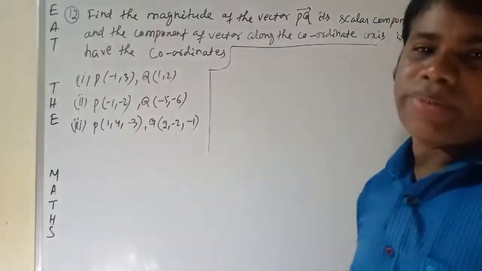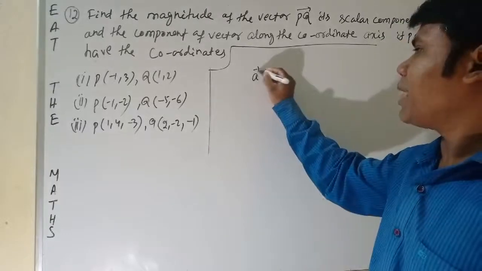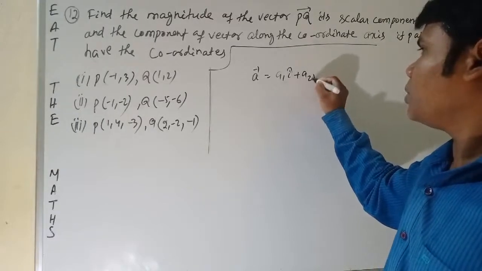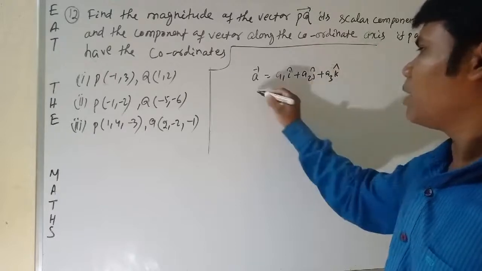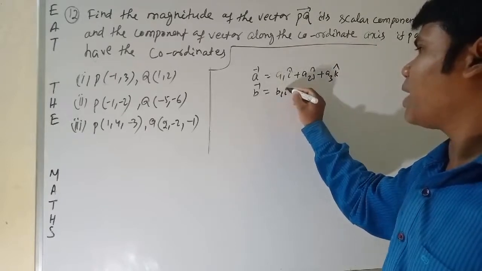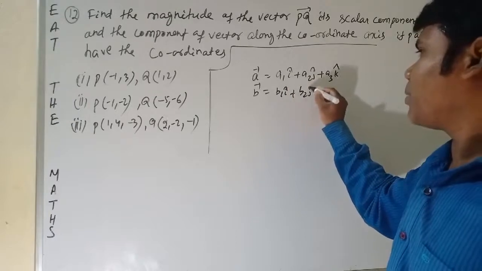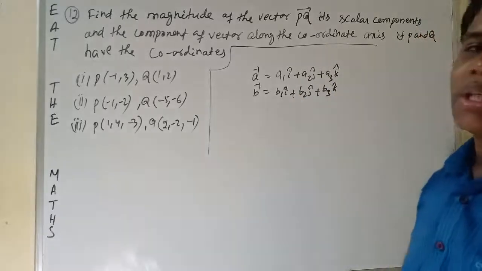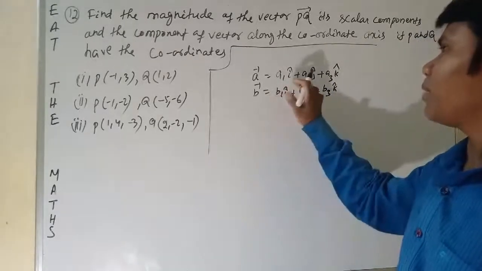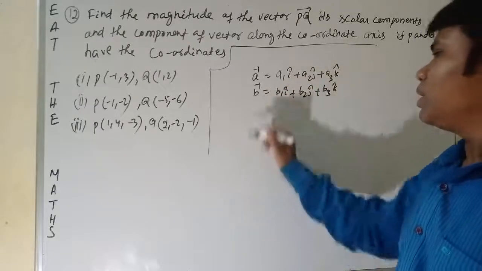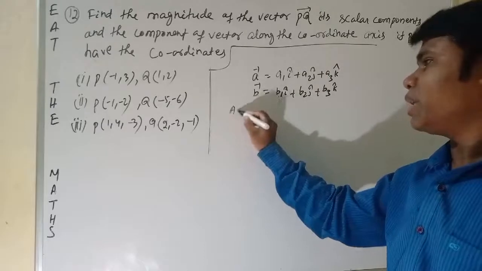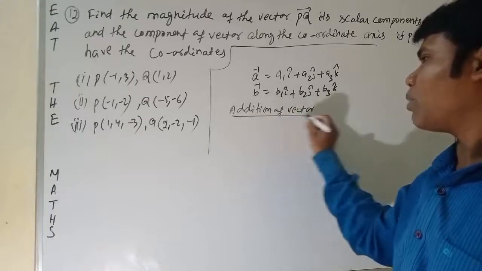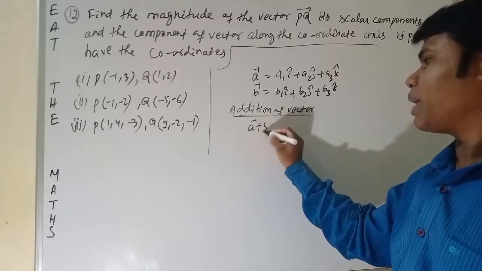Suppose two vectors are given. Okay, a is a vector, we can write, suppose a1 i cap, a2 j cap, a3 k cap. b is another vector given, that is b1 i cap, b2 j cap, b3 k cap. Okay, component wise, if we write a vector and b vector, we can write i cap, j cap, k cap like that. Suppose we will add two vectors. You see, addition of vector. Suppose we will add two vectors, a vector plus b vector.